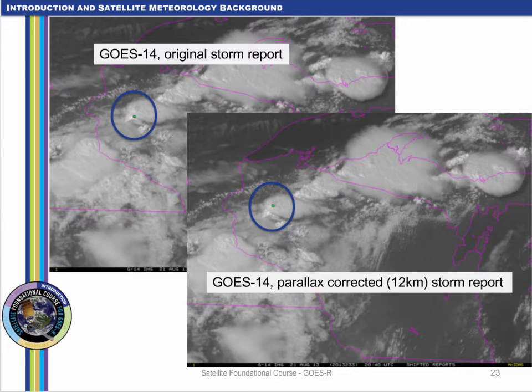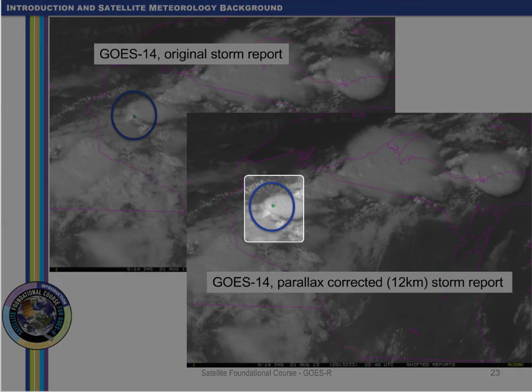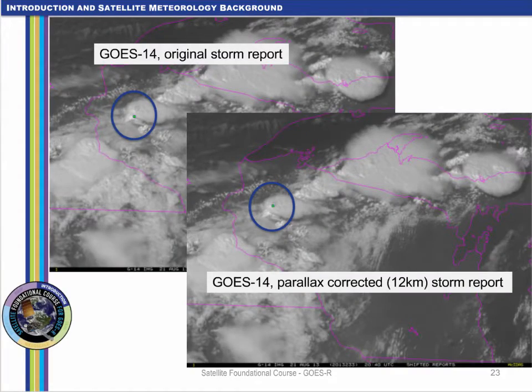Here's an example of how the storm report shifts relative to storm structure in a native projection and in a parallax-corrected image. Parallax correction must use the infrared image because the correction is a function of height as derived from infrared temperatures. Those corrections are then applied to the higher spatial resolution visible imagery.